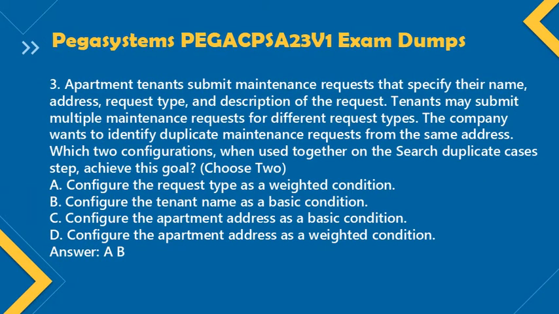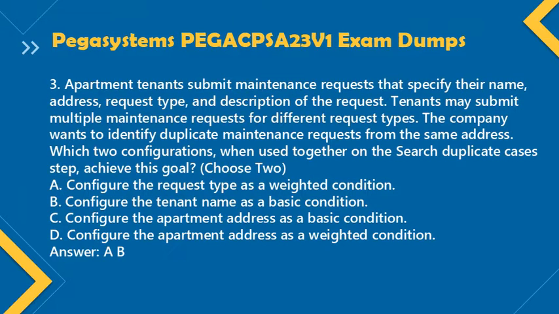Question 3. The correct answers are A and C. Here's the explanation. A. Configuring the request type as a weighted condition allows the system to give more importance to this criterion when identifying duplicates. Since tenants may submit multiple maintenance requests for different request types, using the request type as a weighted condition ensures that requests with the same type are considered more likely to be duplicates.